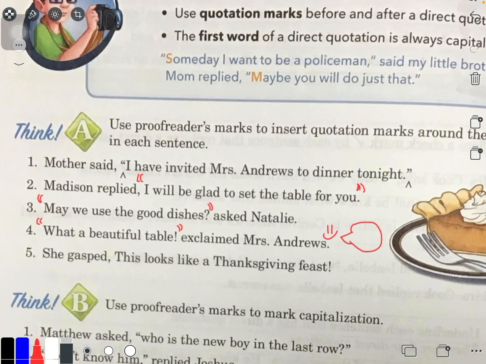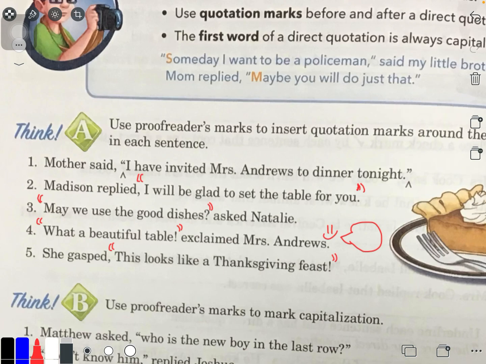She gasped. When someone gasps, they go, ah! Like they're surprised or scared or frightened. She gasped, "Ah! This looks like a Thanksgiving feast." So I'm going to put my quotation marks. Now notice there's a comma there, and also it starts with a capital letter already. So that's what she's going to say in her speech bubble.